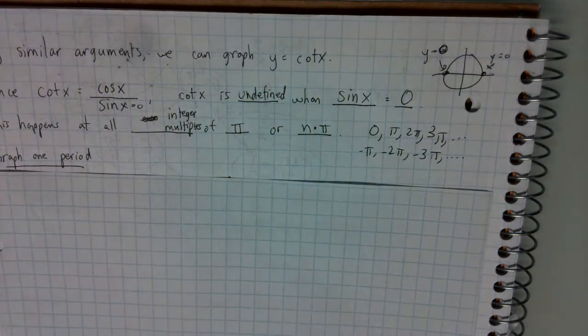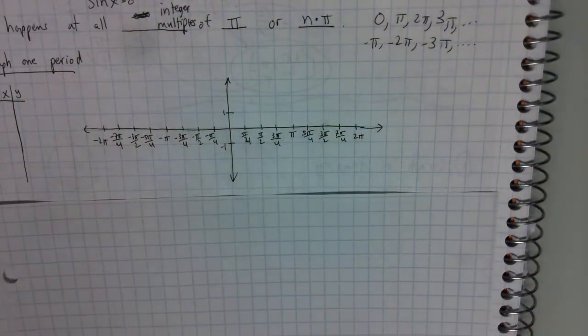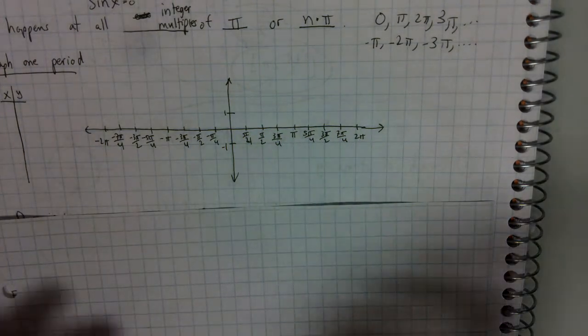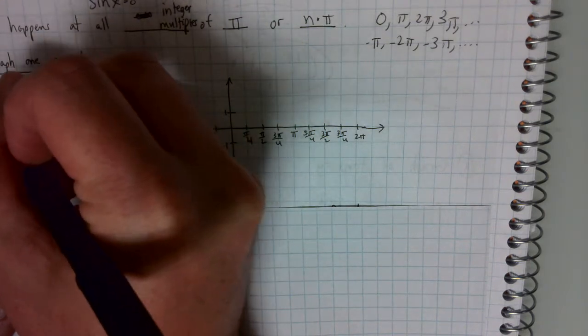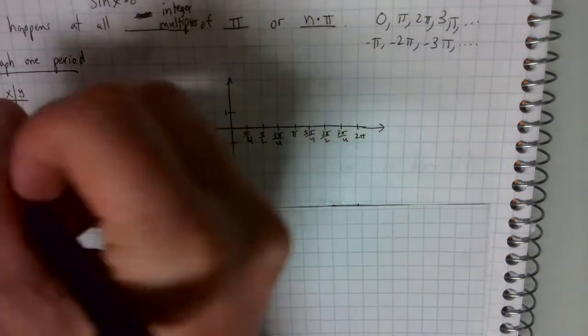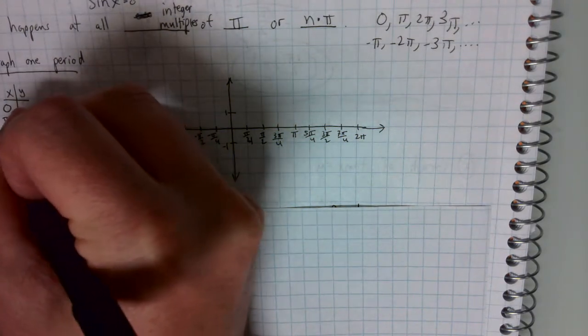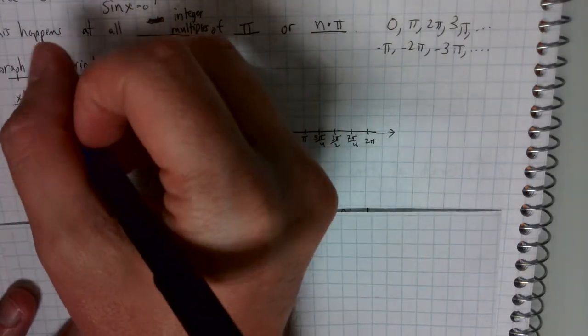So every time we hit a pi, our cotangent graph will be undefined. So graphing it's going to be very, very similar, because it's going to have those asymptotes at all of the, in this case, integer multiples. Where we're going to start for this period is actually at 0 instead of at negative pi halves. We're going to pi fourths, pi halves, 3 pi fourths, and then at pi. And this should cover one period of the cotangent.